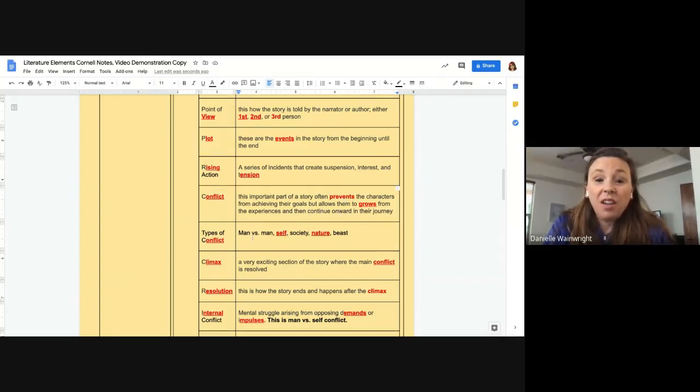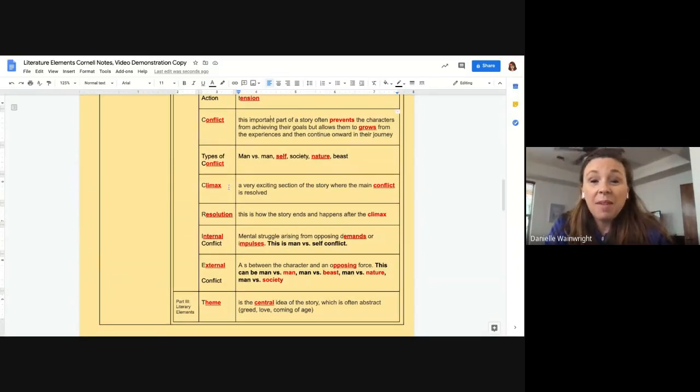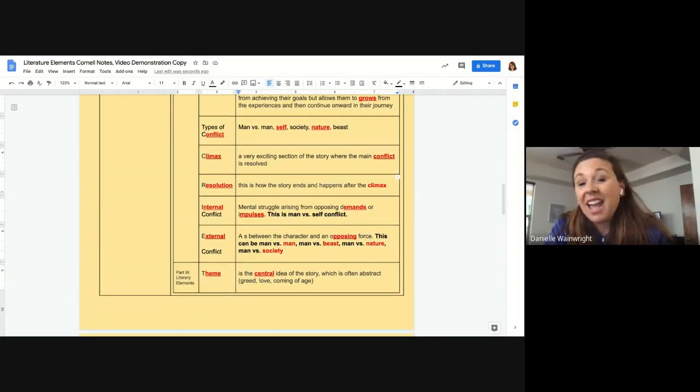So there's types of conflict. There's man versus man or human, man versus self, society, nature, beast. Then the climax. That's the most exciting section of the story where the main conflict is resolved. And then we have resolution. This is how the story ends and what happens after the climax.